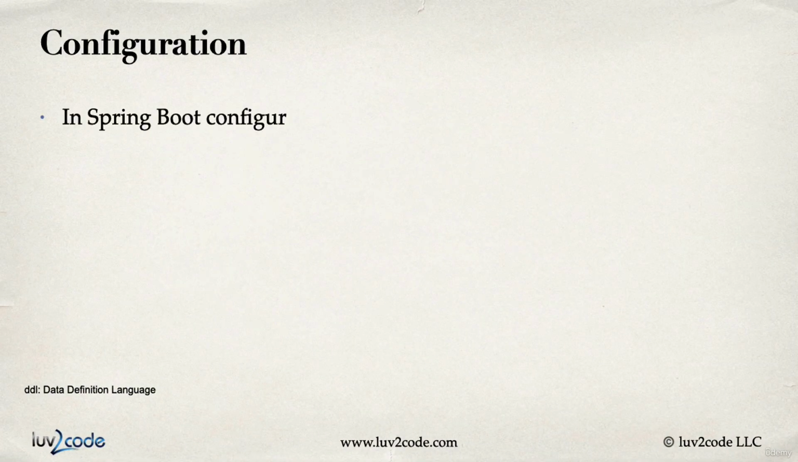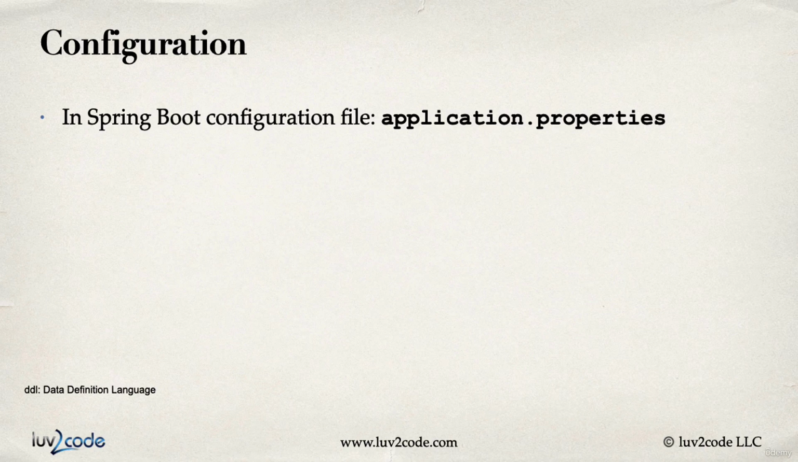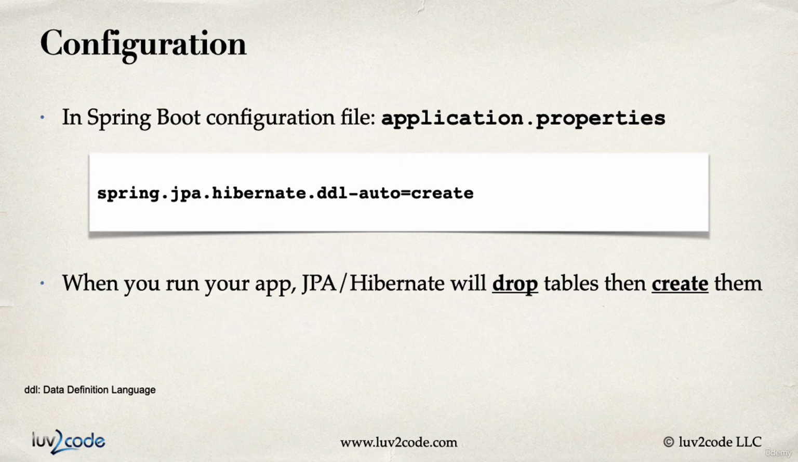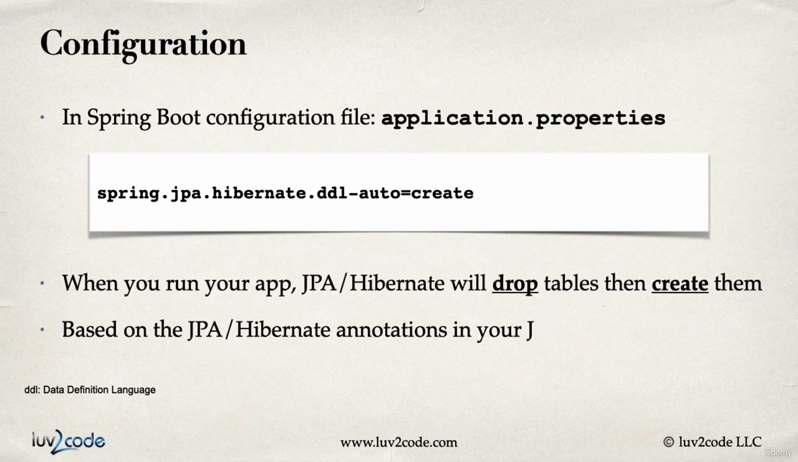In the Hibernate configuration file, you'll set up this property here and you give a property value. Here we'll call it create. So when you run your application, Hibernate will drop the tables and then create them again from scratch. And this is all based on the JPA Hibernate annotations that are in your Java code.